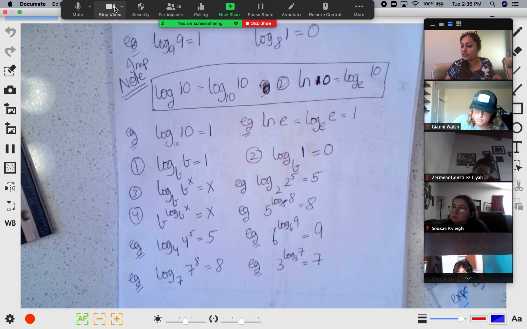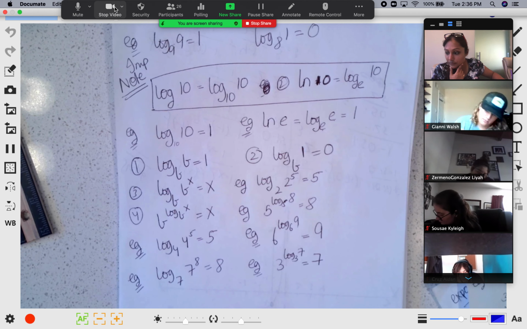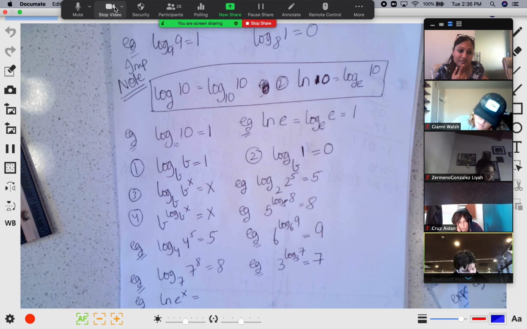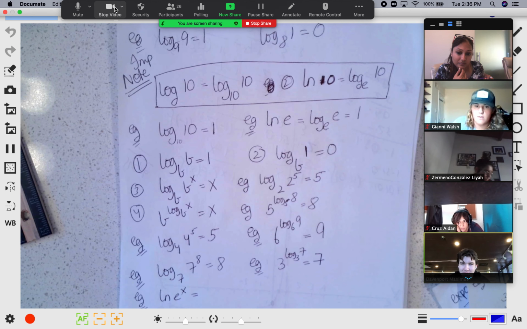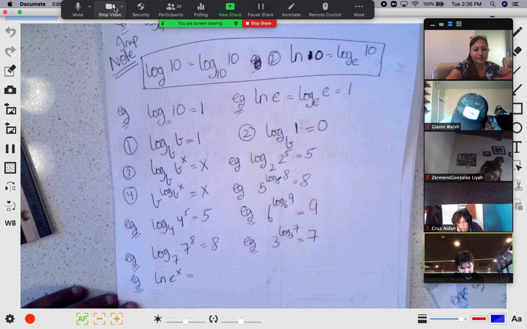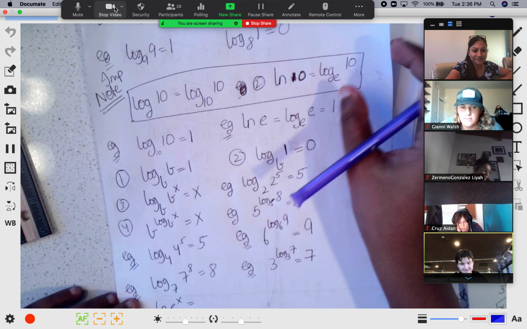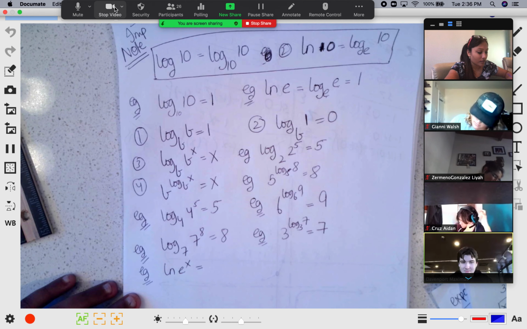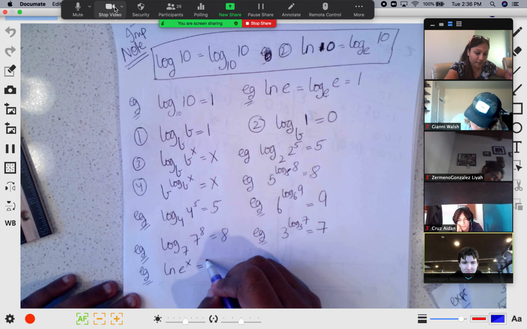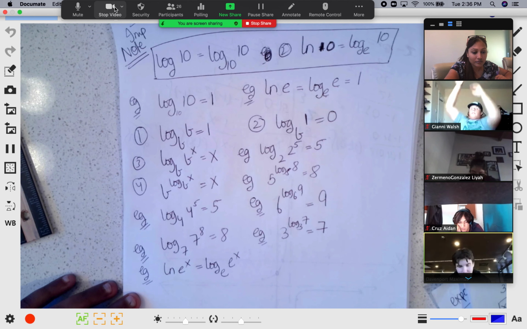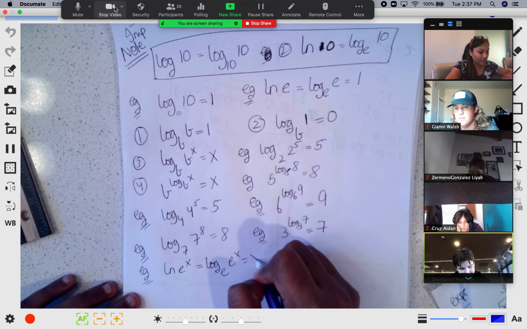Any questions, anyone, with these properties? Okay, Maximus. What's the value of ln e to the power of x? Hold on, I'm looking at my notes. I don't know, you're going to have to help me through it. Okay, what is ln, Maximus? It's the special log, which is basically log to the base of e. And what is log base e of e to the power of x? x. Exactly, exactly the same.